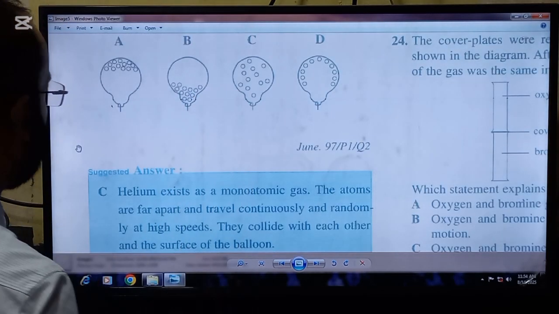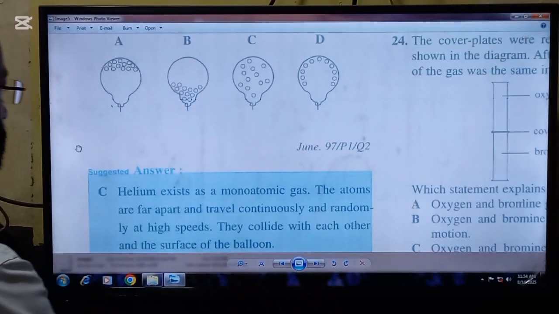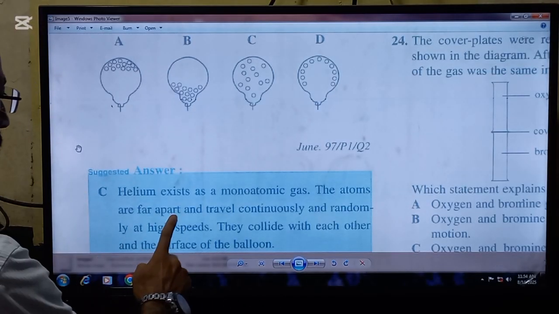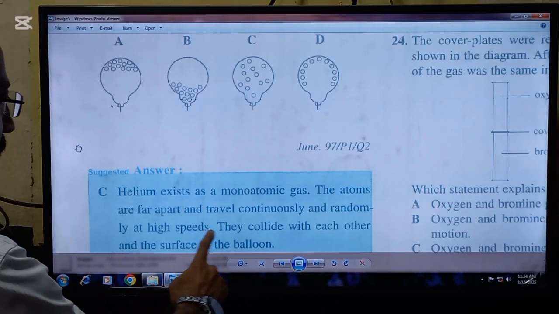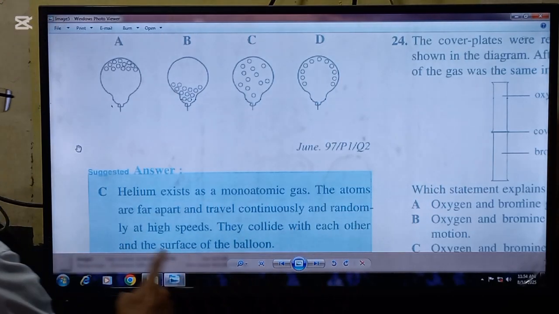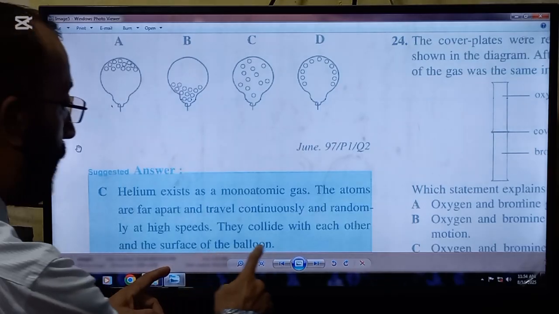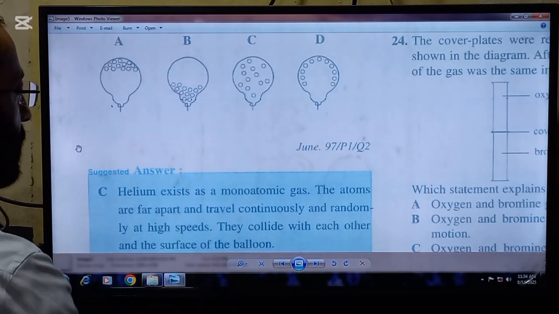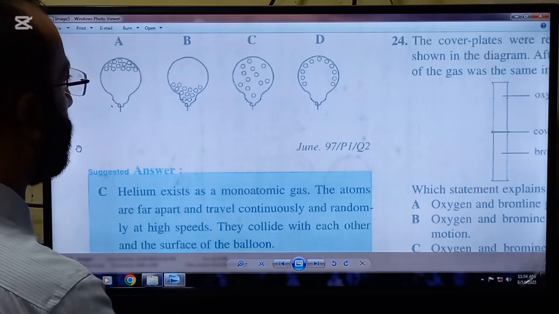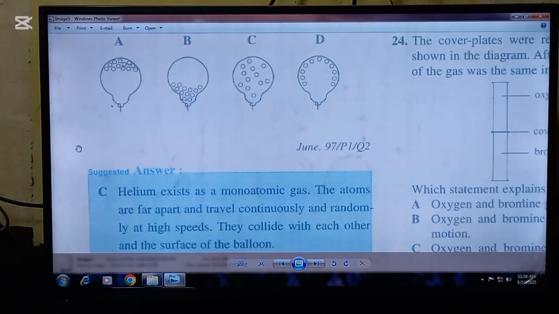So C must be the answer, and here is the explanation. Helium exists as a monoatomic gas. The atoms are far apart and travel continuously and randomly at high speeds. They collide with each other and the surface of the balloon. So C must be the answer. So C is the helium gas.